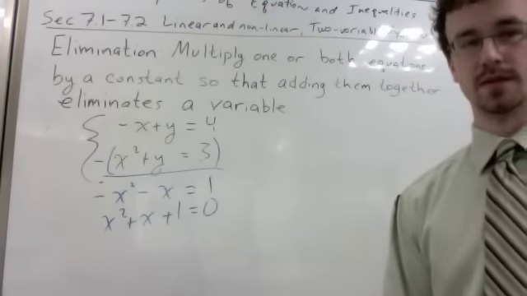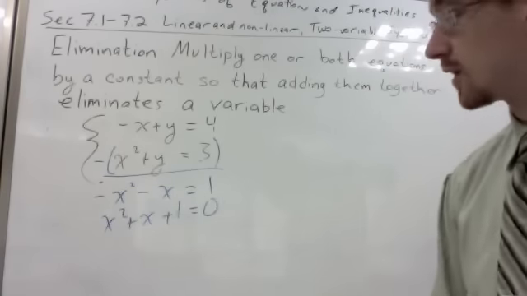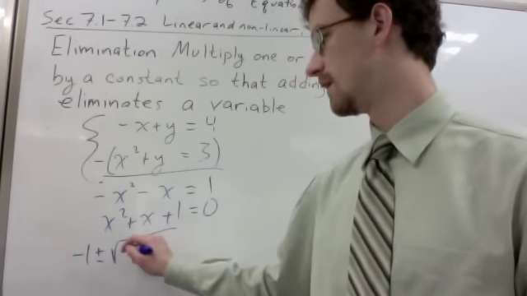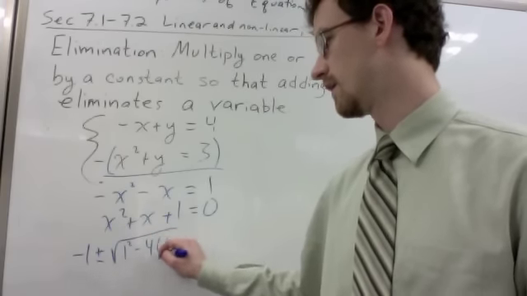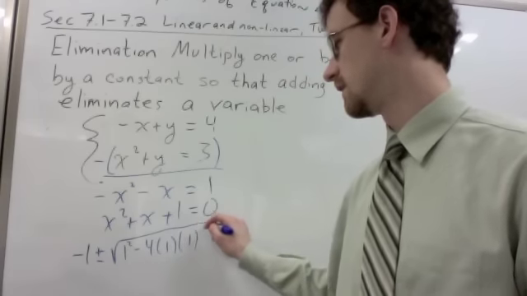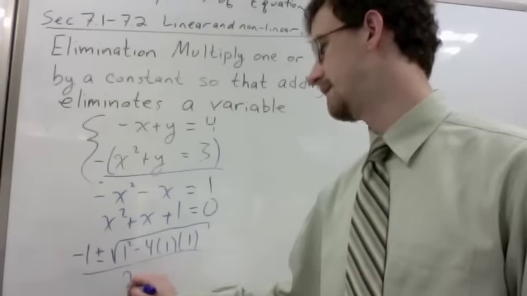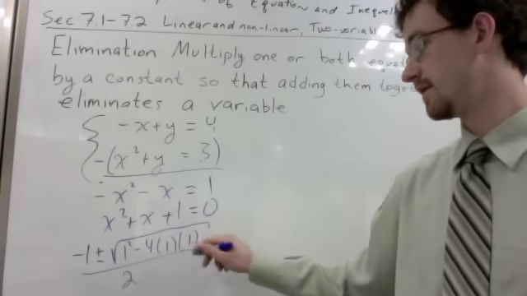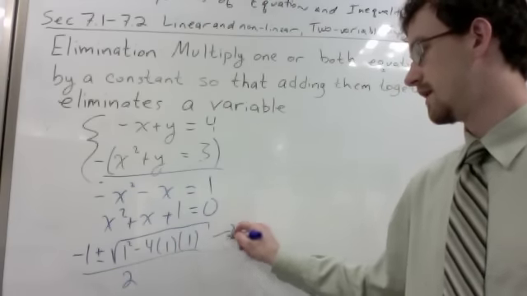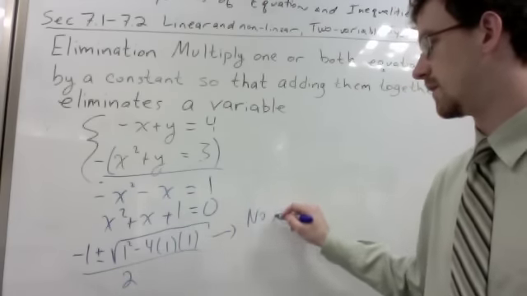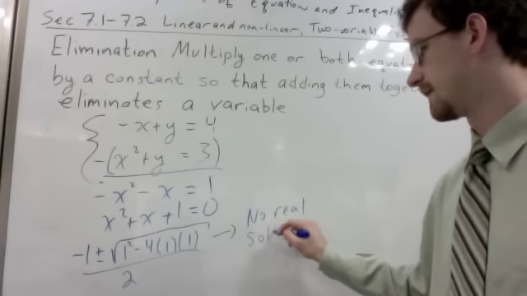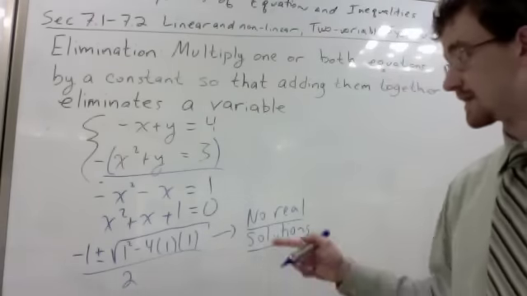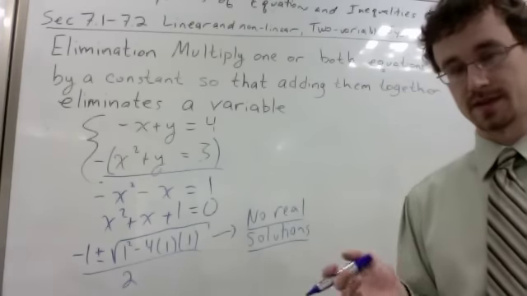This is not factorable, so we can go ahead and use our quadratic equation, -b plus or minus the square root of b squared minus 4ac, all over 2a. And this determinant, as it turns out, is negative, which means that this system has no real solutions. Keep in mind that there are these special cases. Sometimes a system of equations cannot be solved.